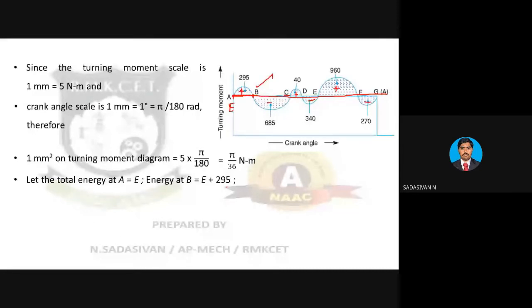You should not do it from E here. It is not E minus 685. It is E plus 295, the energy at point B, minus this area, because from the previous point's energy only, you are subtracting this energy. So E plus 295 minus 685 is E minus 390. Now what is the effective energy at point C? Keep this number in mind: E minus 390 is the energy at point C.